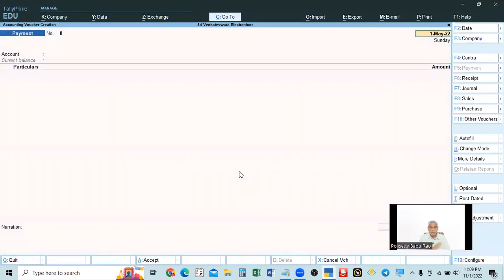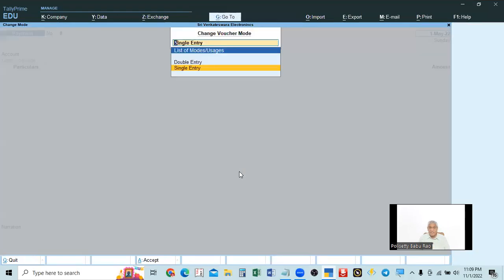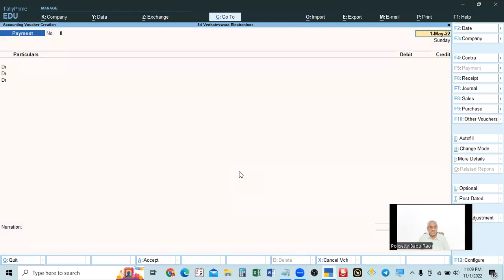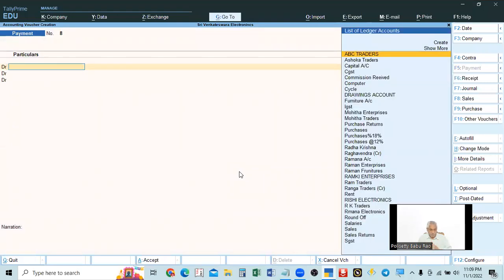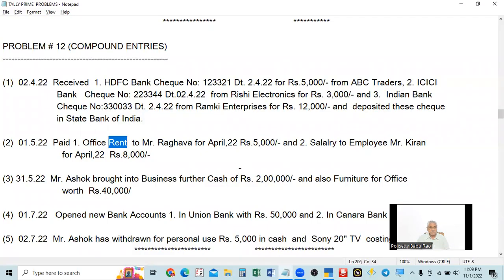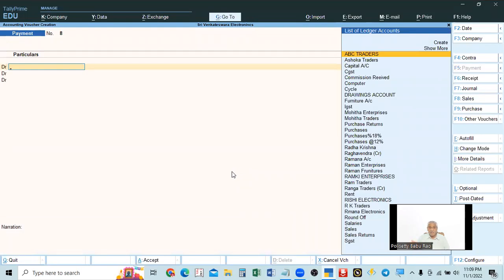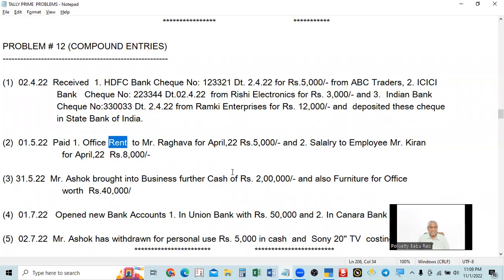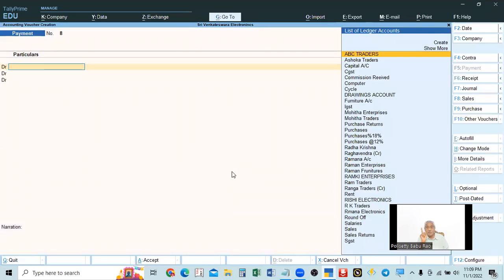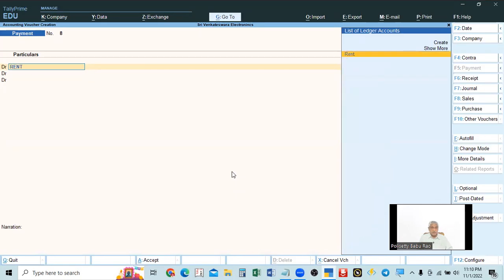So select payment voucher. In the payment voucher, again here also, we will select double entry mode. In this double entry mode, when you are making a payment, whom did you pay or why did you pay? We paid towards expenses, isn't it? So in the double entry mode, received is from where or why you received. Payments is whom you paid or why you paid. We paid towards expenses.